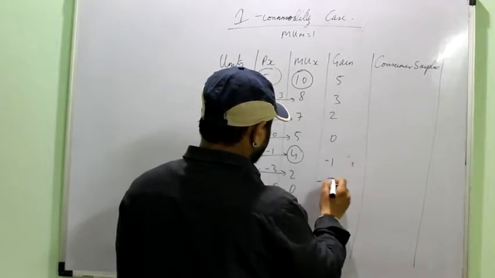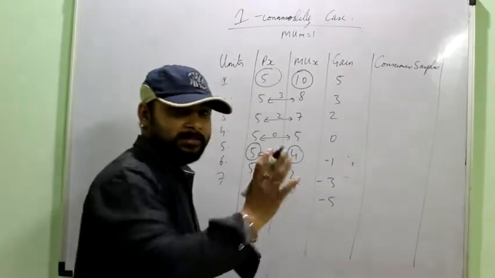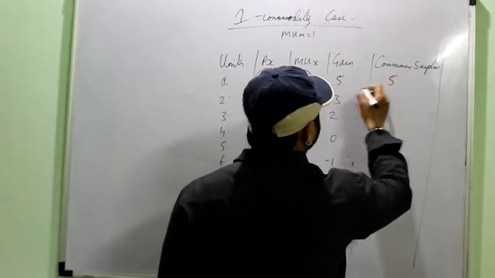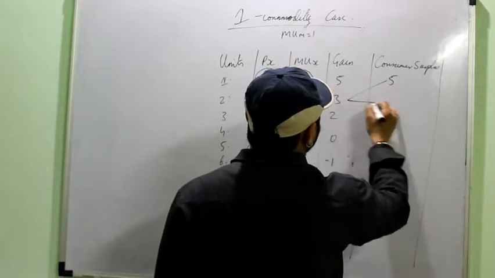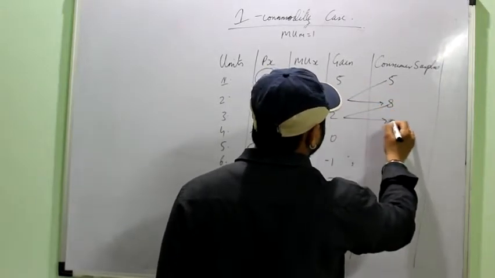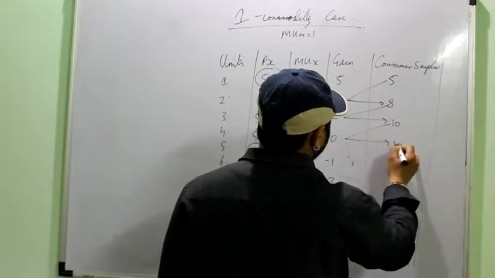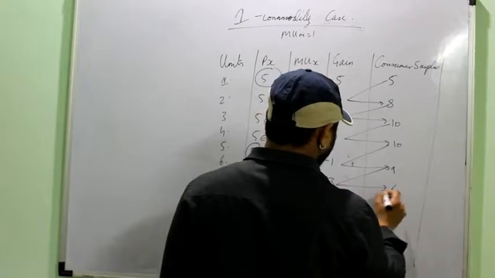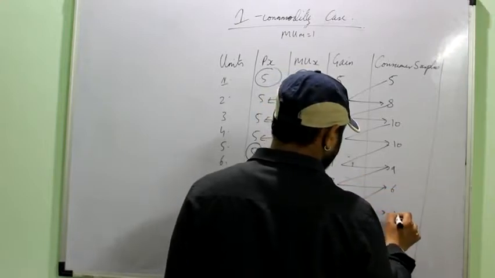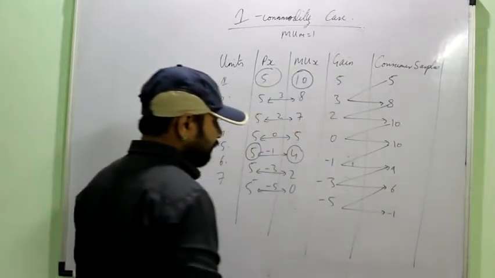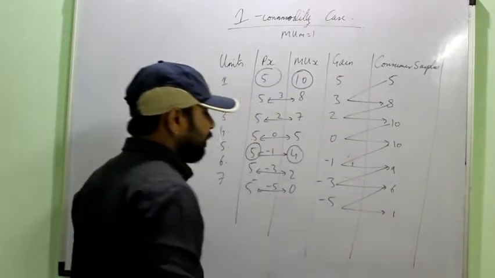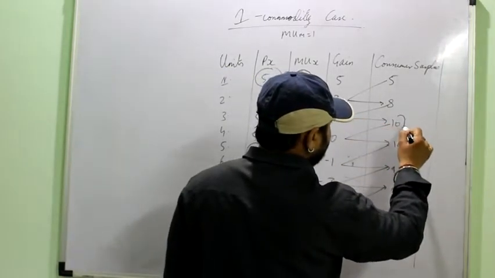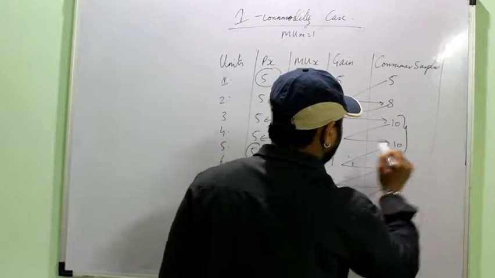Now I will calculate the total surplus. Remember, the idea is to maximize the total surplus, consumer surplus. So after consuming the first commodity, it's 5, then 5 plus 3, 8, then 8 plus 2, 10, 10 plus 0, 10, then 9, then 6, then minus 1. Okay, so you can see that consumer surplus is maximized here, at 10.